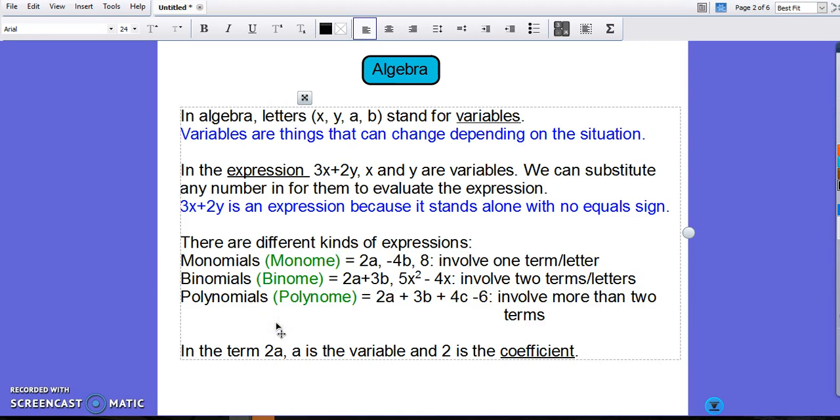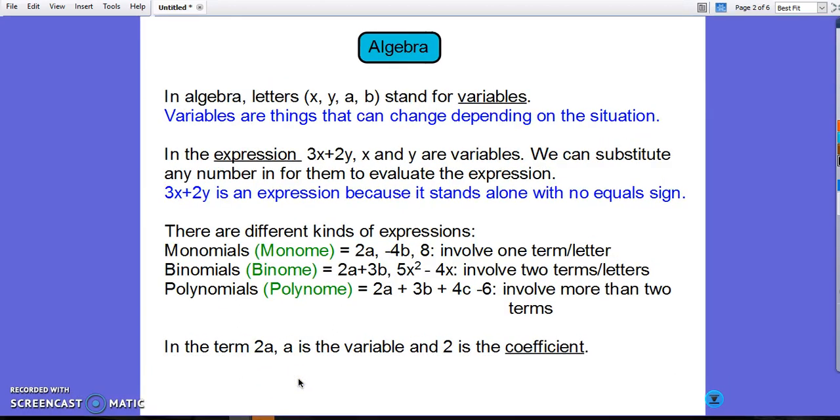There's one final term I'd like to define in terms of expressions, and that's the term coefficient. So in the term 2a, this monomial term we have from up here, a is the variable, as we've already learned, and 2 is the coefficient. So the coefficient is any number that comes before a variable that's multiplied with the variable. So please now pause the video and take notes on this first screen, and then we'll go on to the next one. So I assume now you've paused the video. Let's move on.